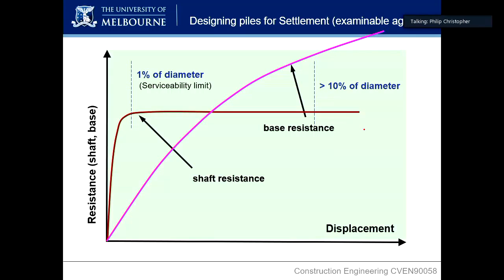So what type of resistance should we be relying on here? Looking at this graph, for serviceability, what do you think we're going to choose to design for? Shaft resistance or base resistance, or a combination? Which would you rely on for serviceability?